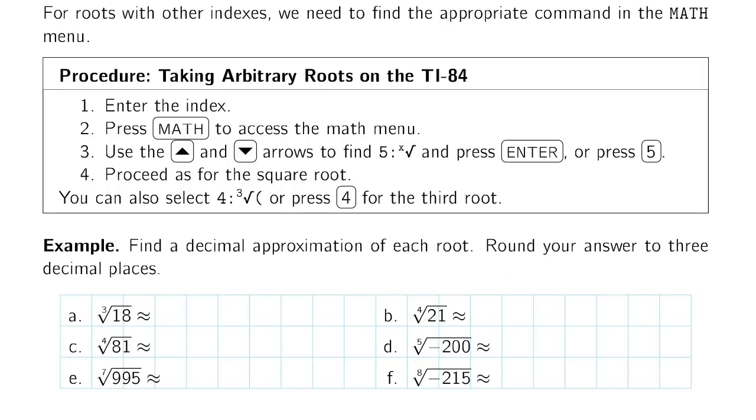So to take any old root, these are the steps I'm going to follow. I'm going to enter the index. I'm going to press the math button to access the math menu. And then I can either use the arrow keys to select the appropriate option, or I can press the number that corresponds to that option. At that point, I'll have the appropriate radical symbol, and then I can just do exactly what I did for the square root. So let's see how that works out.